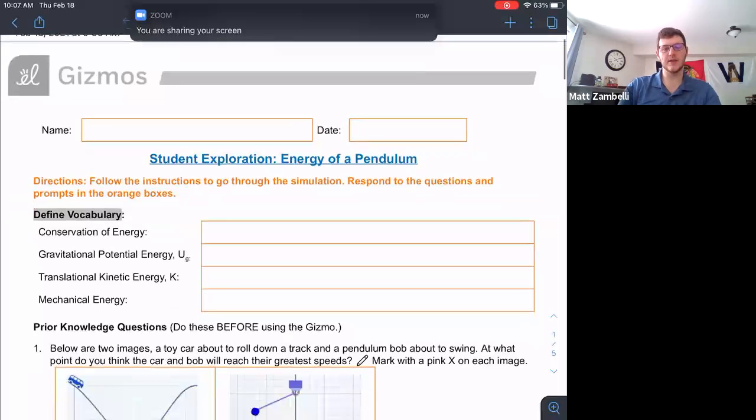Ladies and gentlemen, so today what we're going to be working on is a gizmo, and our gizmo today is on energy, specifically mechanical energy. So if you guys want to open up that gizmo, I do want to do part of it together. If you want to open up the gizmo, it looks something like this.